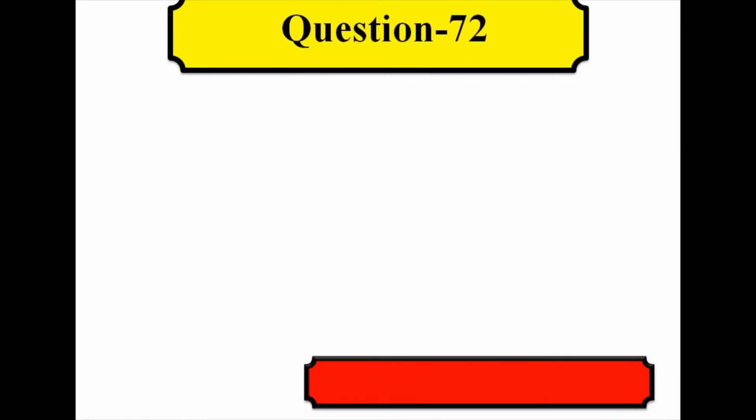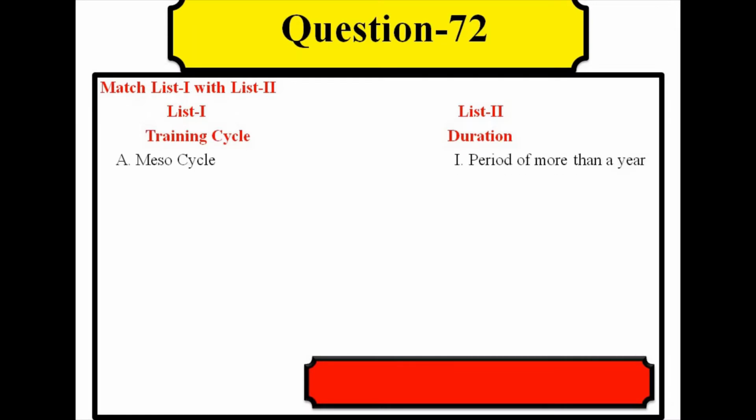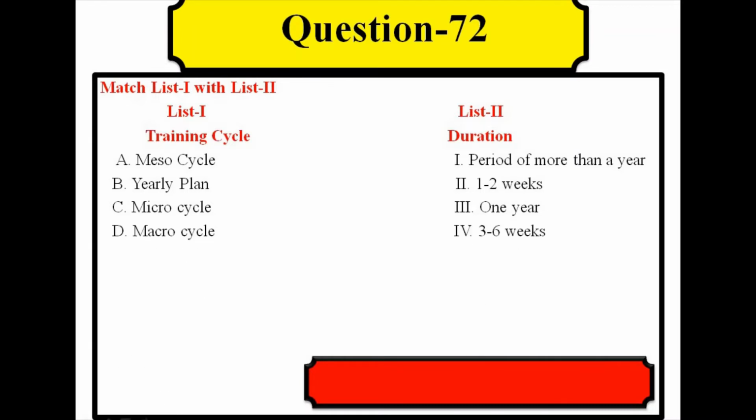Question 72. Match List 1 with List 2. Training cycle and duration. A. Mesocycle - 1. Period of more than a year. B. Yearly plan - 2. 1 to 2 weeks. C. Microcycle - 3. 1 year. D. Macrocycle - 4. 3 to 6 weeks. Choose the correct answer from the options given below.